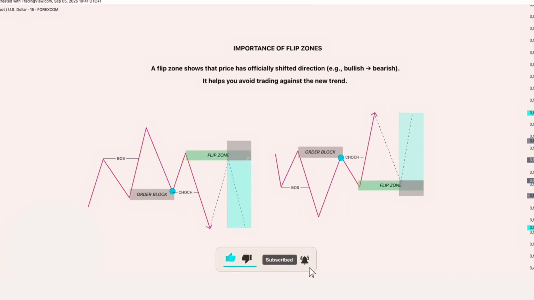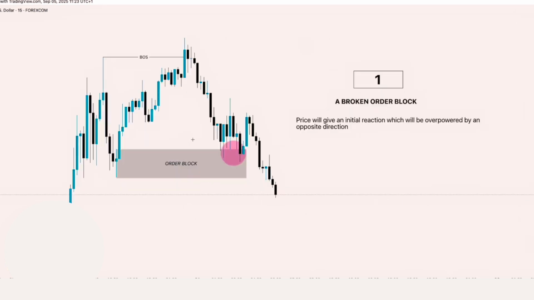So let me show you guys some of the confluences you need to see that would make a flip zone valid. I've already stated one. There must be what? A reaction. Let's wait till you see them. Okay, traders, to get a valid flip zone, number one, we must have what? A broken order block. Price will give an initial reaction which will be overpowered by the opposite direction.